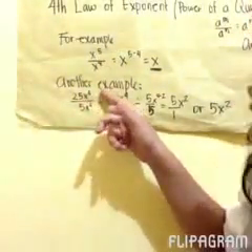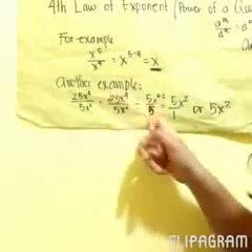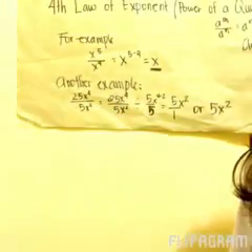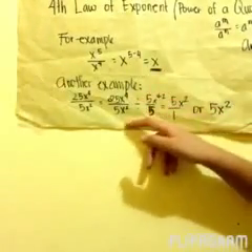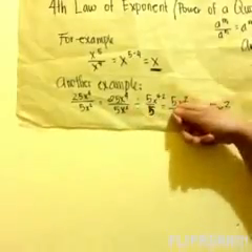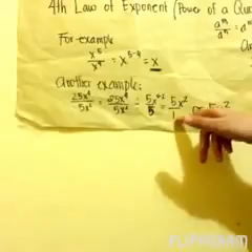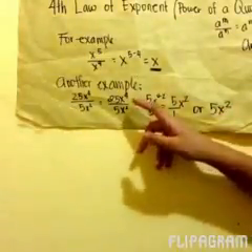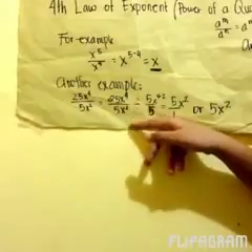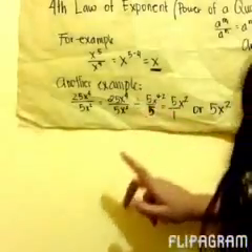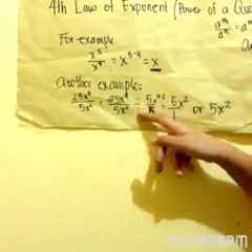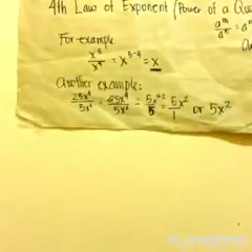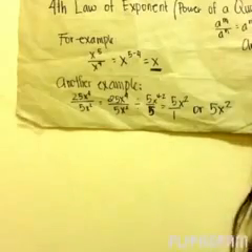Next, another example: 25x raised to 4 over 5x raised to 2. The first thing to do is to find the GCF. The GCF of 25 and 5 is 5. So divide: 25 divided by 5 is equal to 5, and 5 divided by 5 is equal to 1. And then you need to subtract the exponents of the same base. So it will become x raised to 4 minus 2, so it will become 5x raised to 2 over 1, or 5x raised to 2.